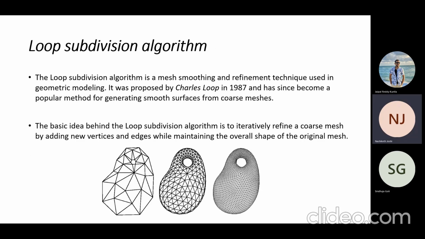Loop subdivision algorithm. The loop subdivision algorithm is a mesh smoothing and refinement algorithm used in geometric modeling. It was proposed by Charles Loop in 1987 and has since become a popular method for generating smooth surfaces from coarse meshes. The basic idea behind the loop subdivision algorithm is to iteratively refine a coarse mesh by adding new vertices and edges while maintaining the overall shape of the original mesh.